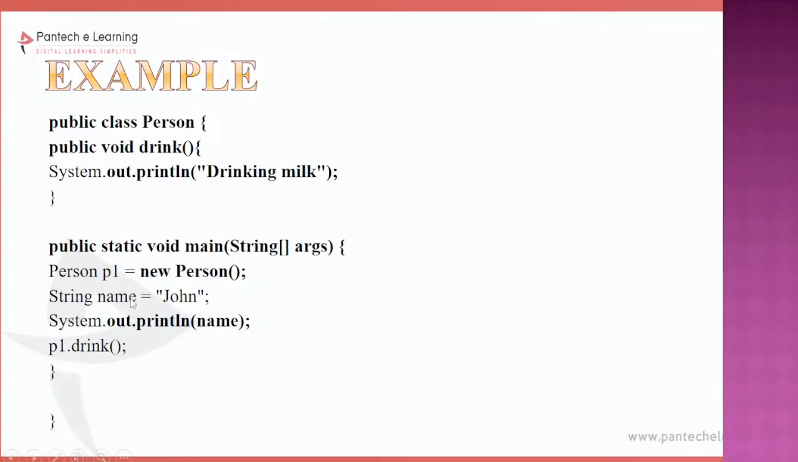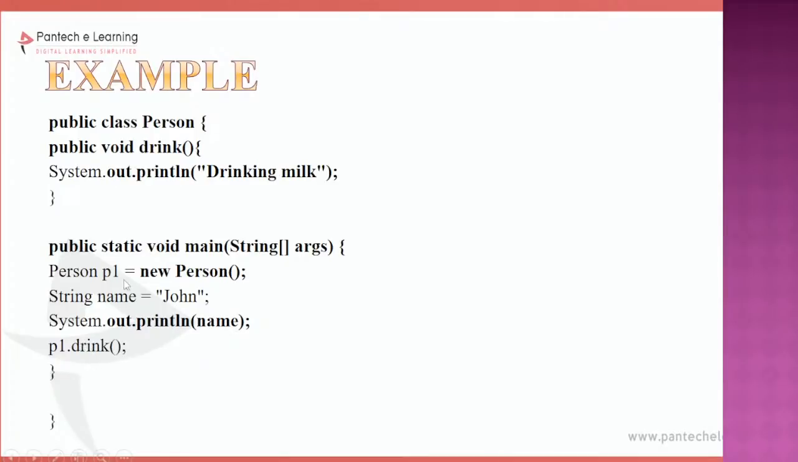So this is the corresponding member variable. I am just declaring one variable, string name equal to John. If I want to print this name at the output, I can use System.out.println. And what are all the different actions he can perform? p1.drink. Using this object and the dot operator, I am calling the corresponding method. I am just calling this drink method.